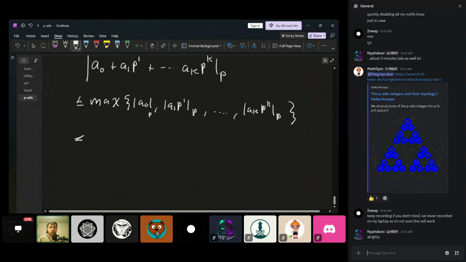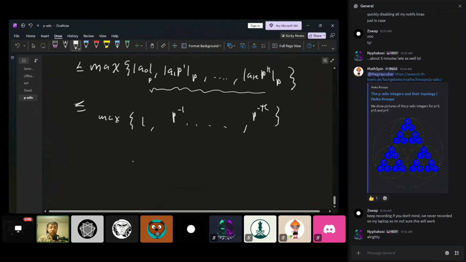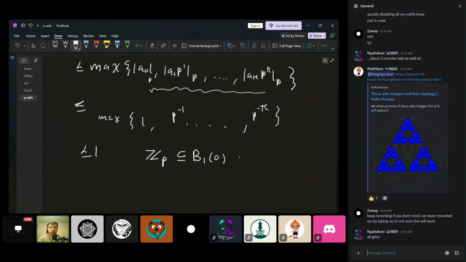And what are all these numbers? These are all small. They get smaller and smaller. The higher powers get smaller and smaller, right? This is p over k, right? P minus 1, this will just be 1. And in fact, what I've just shown you is that this is bounded above by 1. And so, in fact, what I've shown you is that the p-adic integers are contained in the ball of radius 1 around 0.